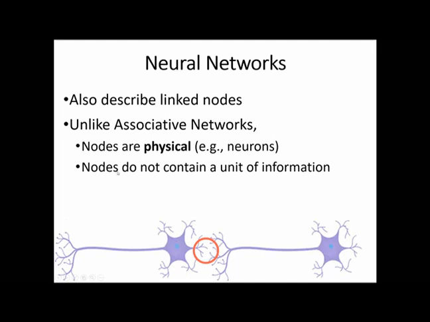So a single node doesn't really contain a unit of information. This neuron is not the neuron for thinking about fire trucks, but it is a physical location that connects to other physical locations.